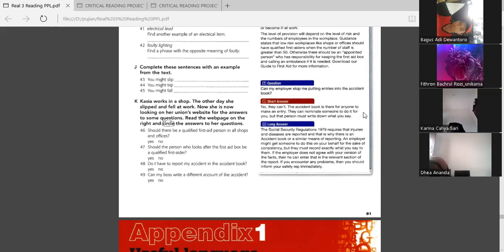Good. Number 44, you might trip... And the answer is, you might trip over an electrical lead if it isn't close to a wall. Electrical lead, what does it mean? The adapter. Okay, next. Number 45, you might fall... And the answer is, you might fall off boxes on the stairs. Okay, that's the key.